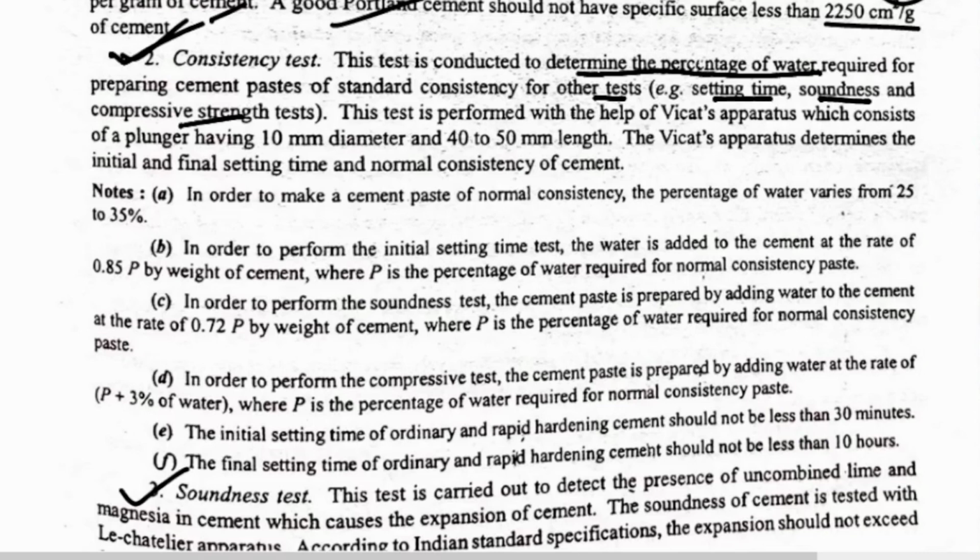This test is performed with the help of Vicat apparatus. An MCQ question can be made: consistency test is performed with the help of Vicat apparatus, which consists of a plunger having 10 mm diameter and 40 to 50 mm length.